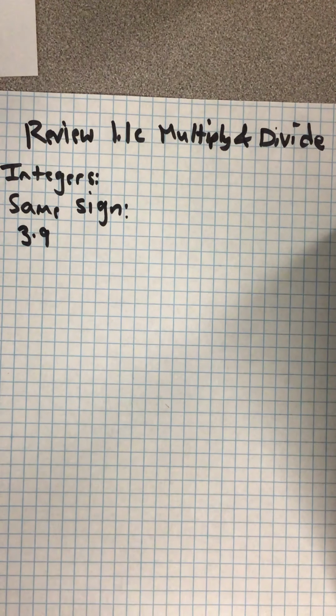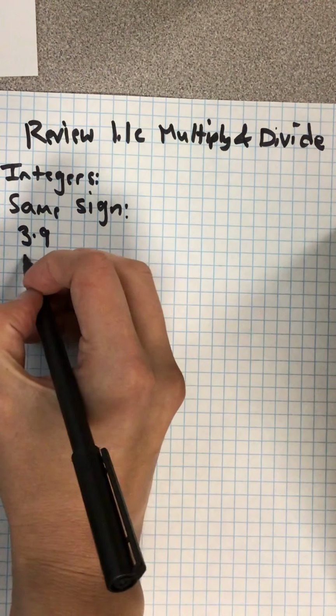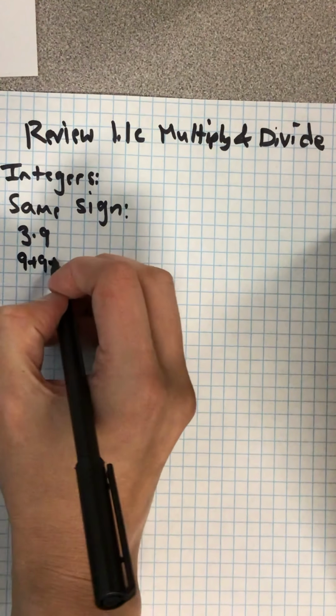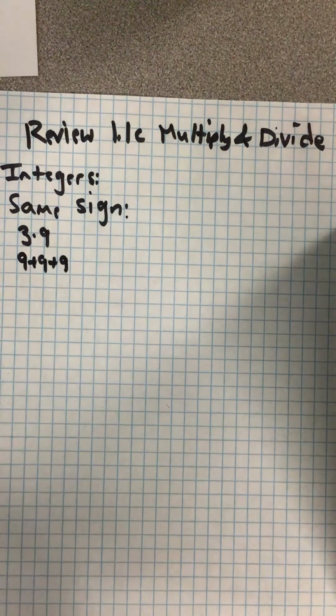Same sign multiplication. Now, if you're a little bit rusty on your multiplication, you can also think of it as being repeated addition. 3 times 9 can also be thought of as being 9 plus 9 plus 9, 9 added to itself 3 times. Regardless of which one you choose to use, 3 times 9 ultimately ends up being 27.